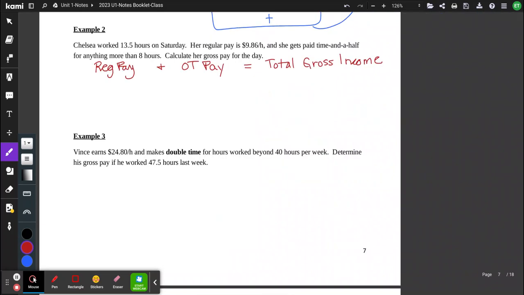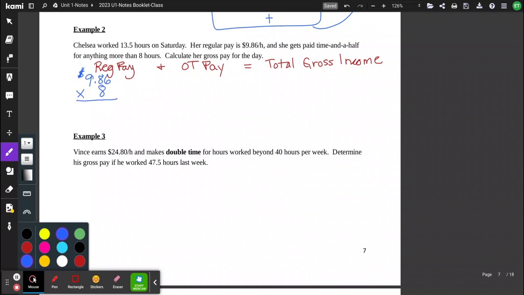Okay, continuing on. So her regular pay is $9.86. We got to times that by her regular hours. So in one day, the regular pay would be how many hours? 8. Perfect. So we're going to figure out her regular pay, and that's going to give us $78.88. So that's what she makes on her normal 8 hours.